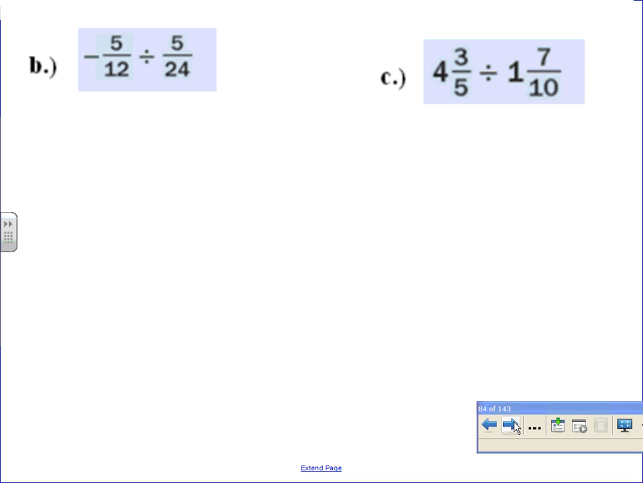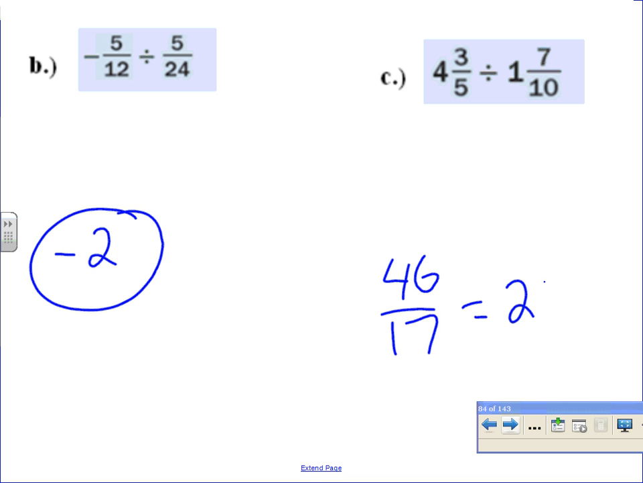Okay, Matt, letter B. Awesome. -2 or -2 over 1. Annalise, letter C. Nope. Briar? Good. 46 over 17, which is the same as 2 and 12/17.